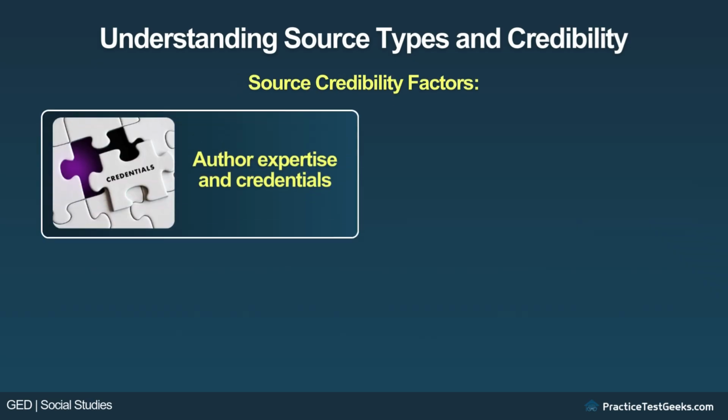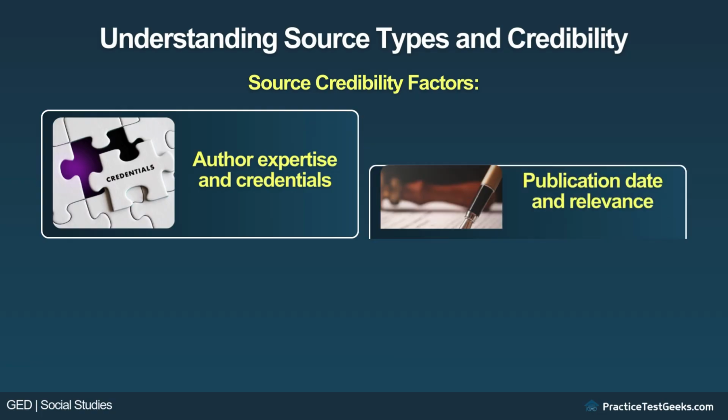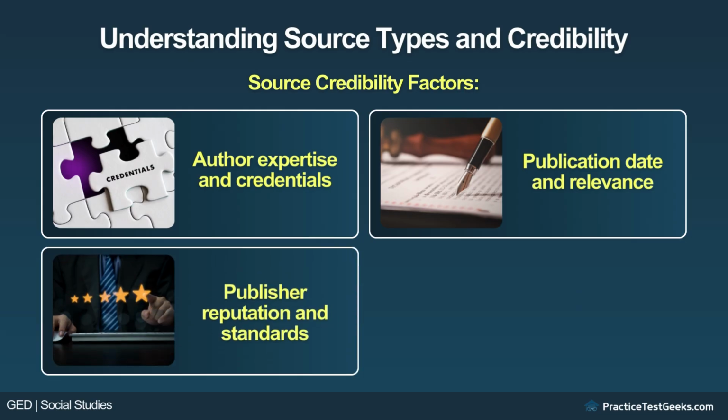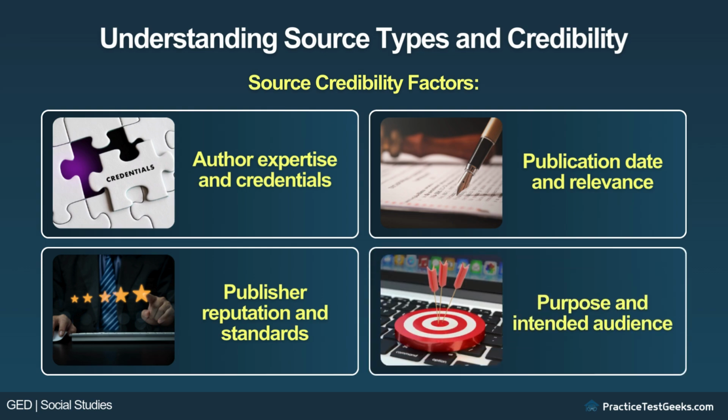For source credibility factors, examine the author's expertise and credentials. Are they qualified to write about this topic? Check the publication date and relevance. Is the information current enough to be accurate? Consider the publisher's reputation and standards. Do they have editorial oversight and fact-checking processes? Finally, identify the purpose and intended audience. Is this meant to inform, persuade, or entertain?